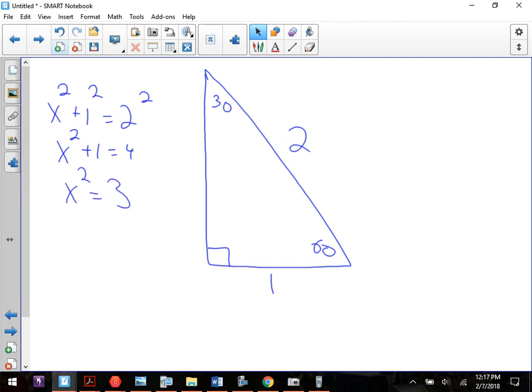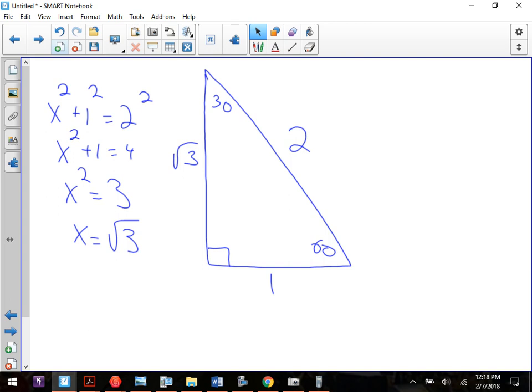And then how do you undo square root? That means that the side opposite the 60 becomes the square root of 3. I notice I'm not putting plus minus there because I can't have a negative side length. That's why I just kept it as positive. You okay with that?